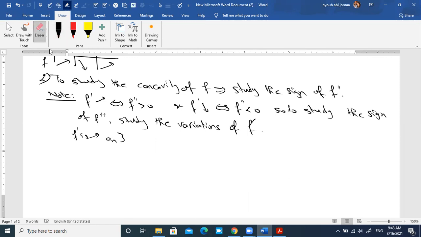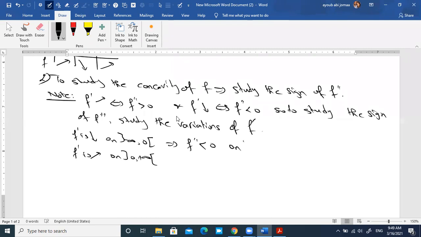Let's start with the first one: decreasing on negative infinity, 0, and f prime is increasing on 0 infinity. It means here that f double prime is negative on the interval negative infinity, 0, and f double prime is positive on the interval 0 positive infinity.